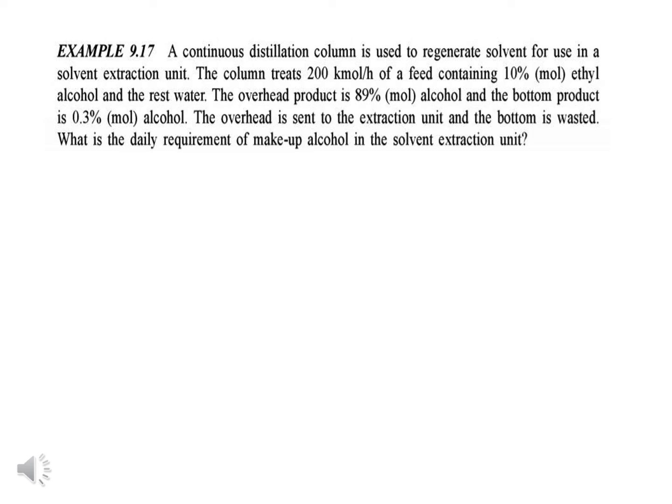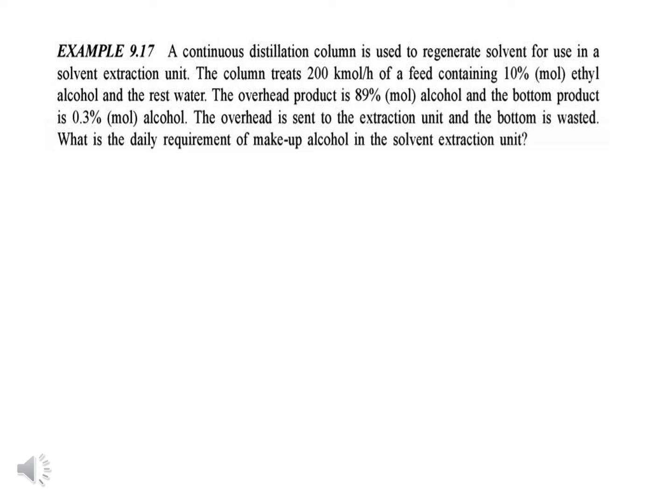Now, based upon the material balance expression derived for the distillation unit, we can solve one example problem. So there is a continuous distillation column where we are extracting the solvent, which has a feed flow rate of 200 kilomole per hour. It has 10 percent ethyl alcohol and the rest is water. That means 90 percent is water.